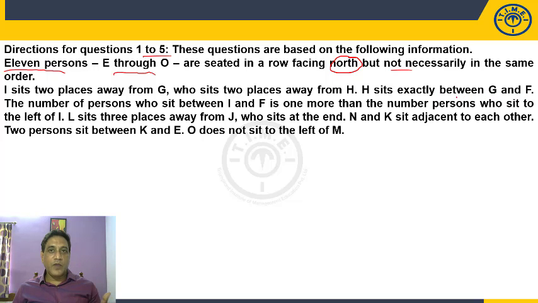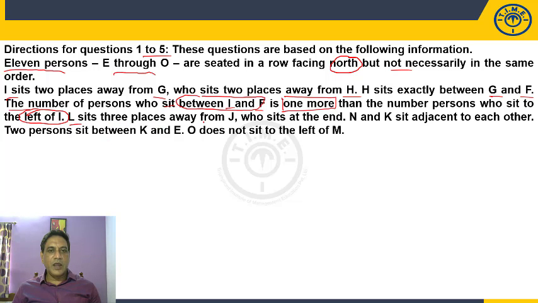But where does A sit in the entire row of 11 persons? There is no clarity about that. Where does G sit? Is G sitting in the 4th position, 5th position, 6th position? We have no clarity. Who sits 2 places away from H? H sits exactly between G and F. The number of persons who sit between I and F is 1 more than the number of persons who sit to the left of I. So, between I and F is 1 more than left of I.